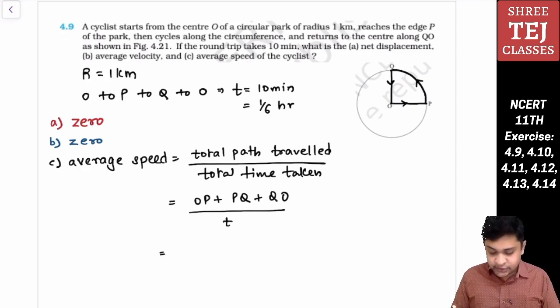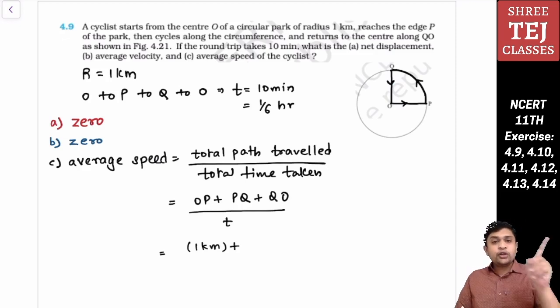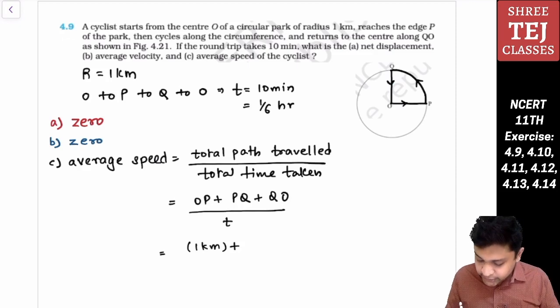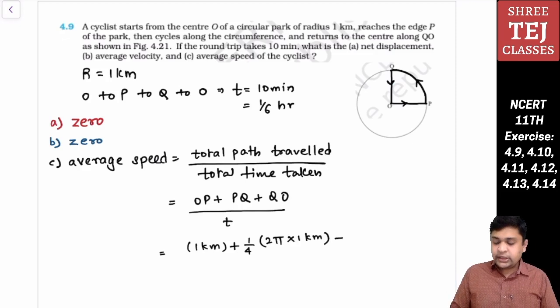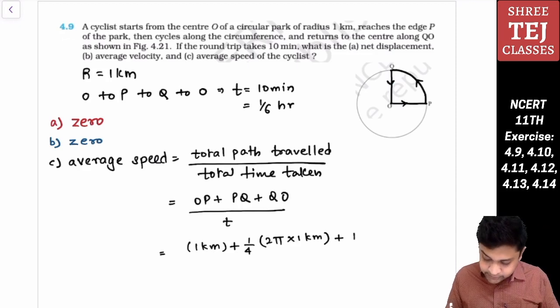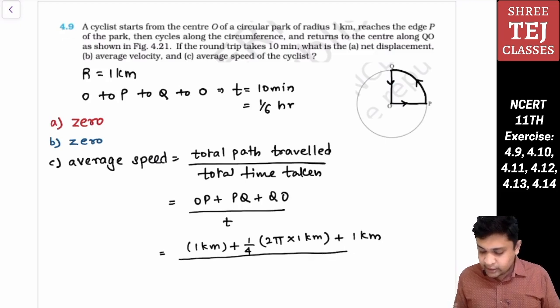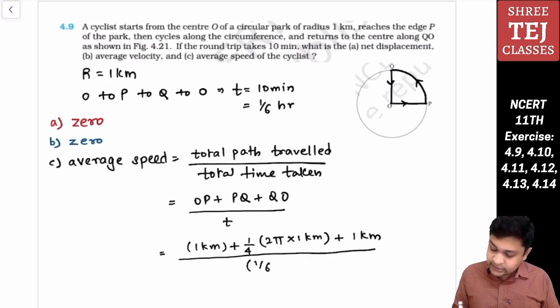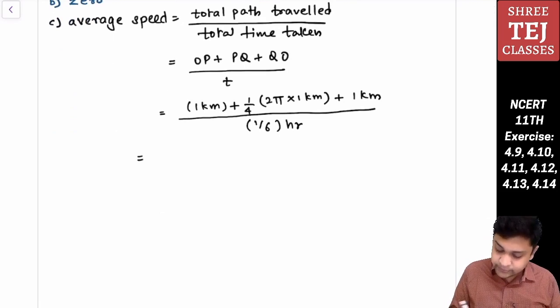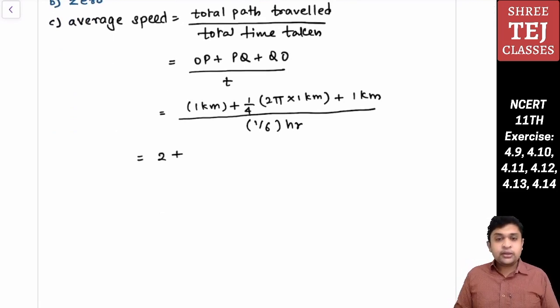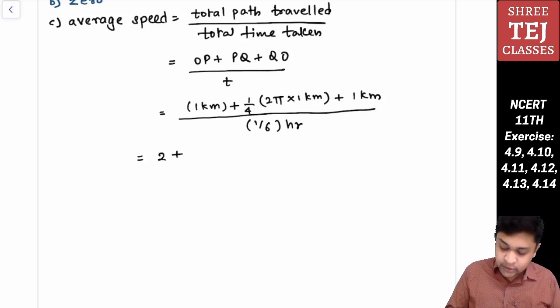So OP is the radius, so it will be 1 kilometer, plus PQ is 1/4 of the circumference of the circular park. So it will be 1 by 4 into 2 pi, radius is again 1 kilometer, plus QO is again a radius, so 1 kilometer, divided by time, which is 1 upon 6 hours. So we get 2 plus pi by 2, let us use 3.14 here.